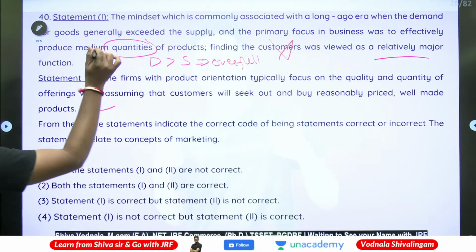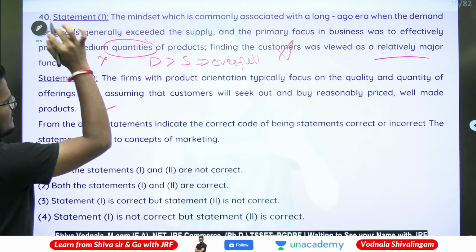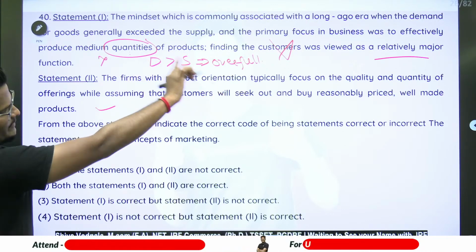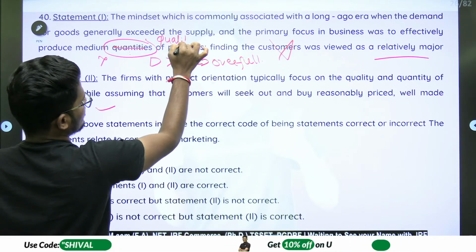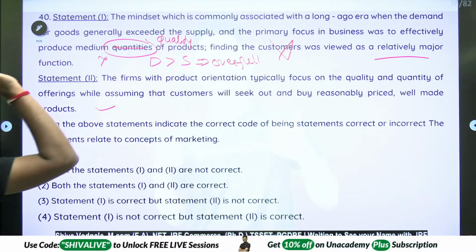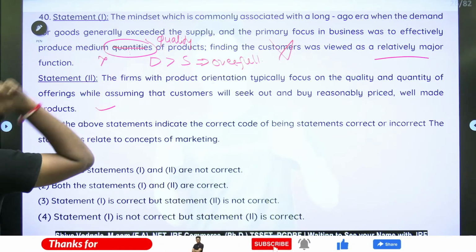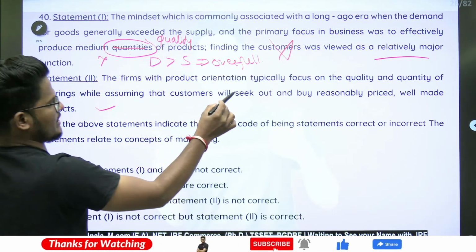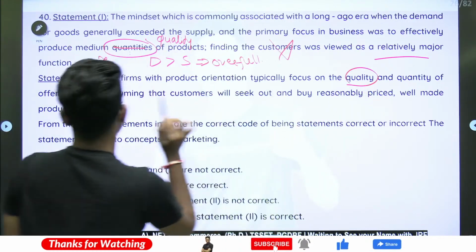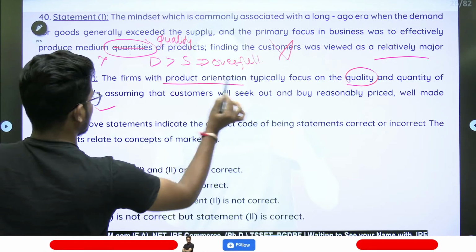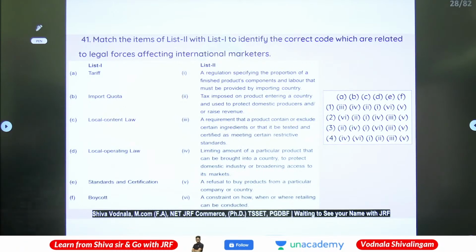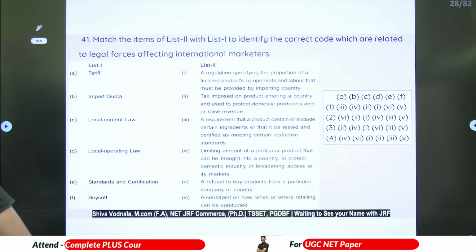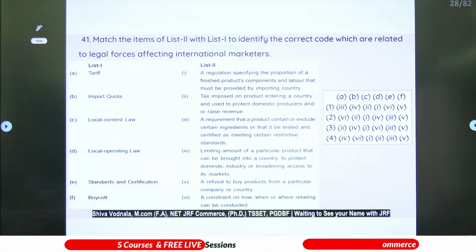Correct? Because if they are concentrating on quality and quantity, then the customer is not major. When they concentrate on quality, obviously the customer is a relatively major function. That can be correct, but the quantity makes it wrong. And the firm's product orientation typically focuses on the quality and quantity of the offerings, both. Yes, because they are product oriented, not brand oriented, not sales oriented. No customer focus.